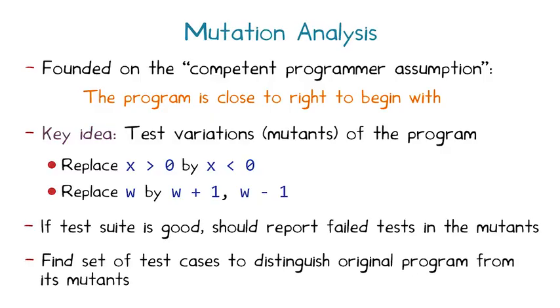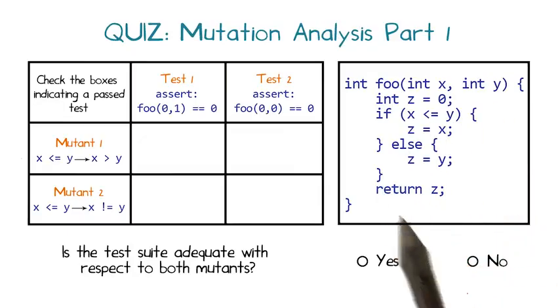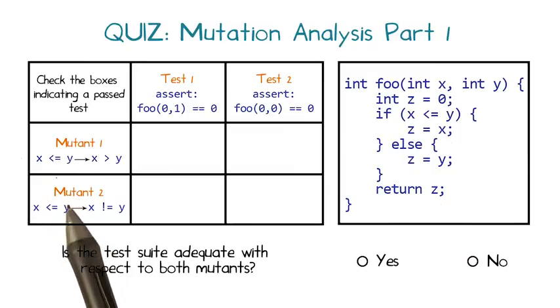You can read more about mutation testing at the link in the instructor notes. Here's the function foo that we saw before, and here are 2 possible mutations of the function. In the first mutant, the Boolean expression x less than or equal to y is replaced by x greater than y. And in the second mutant, x less than or equal to y is replaced by x not equals y.